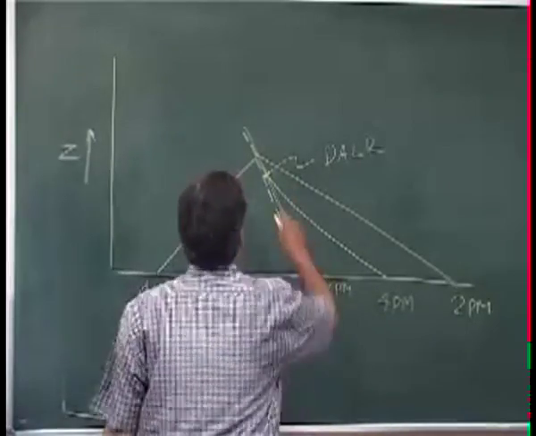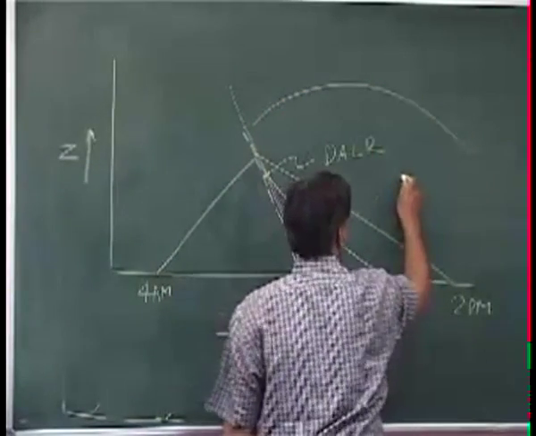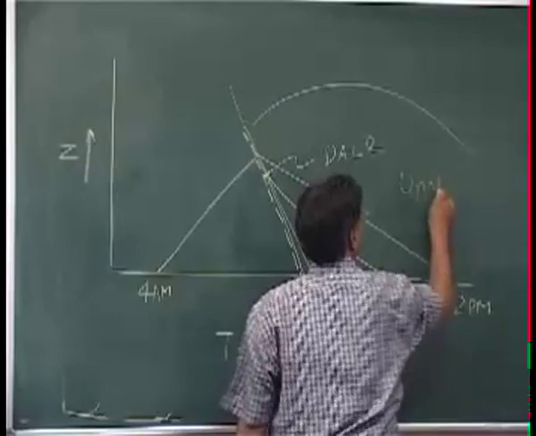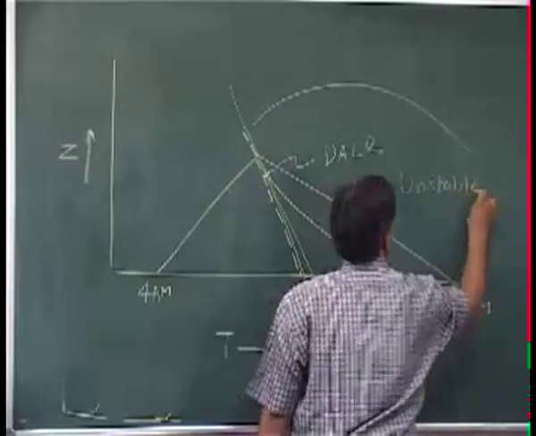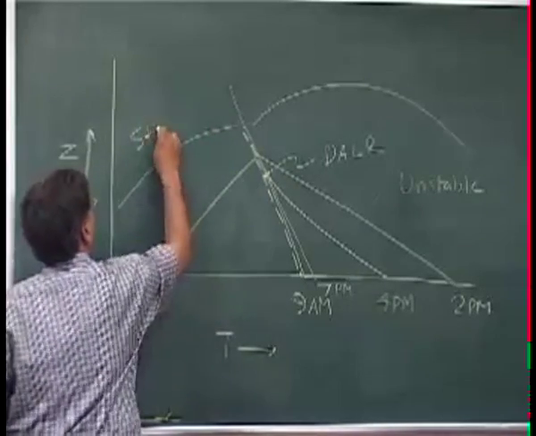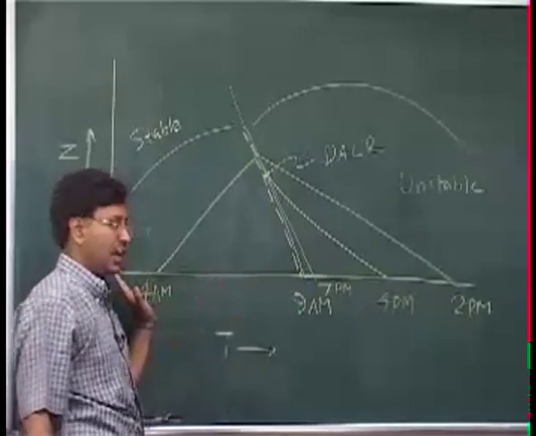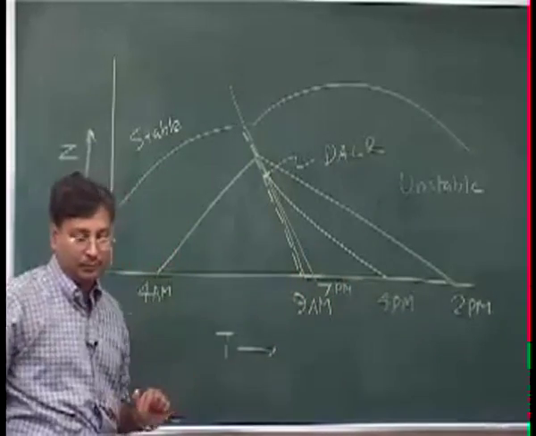So if you like, I can write this part as unstable and this part as stable. So the atmosphere is stable during this time and unstable during this time.